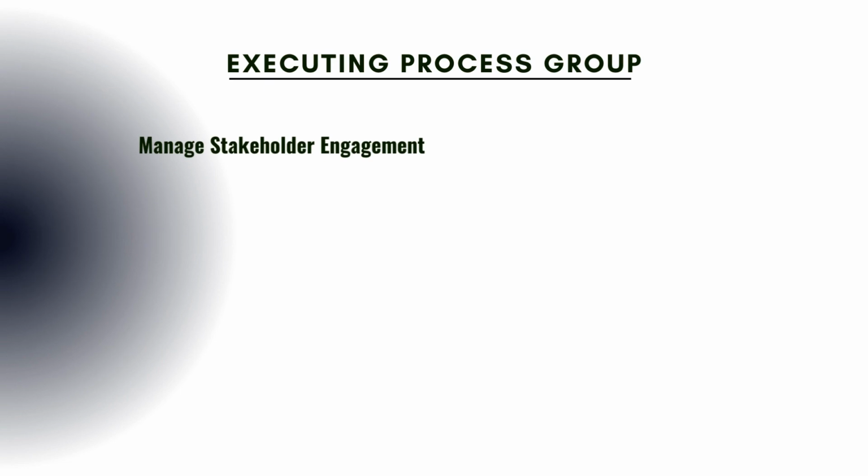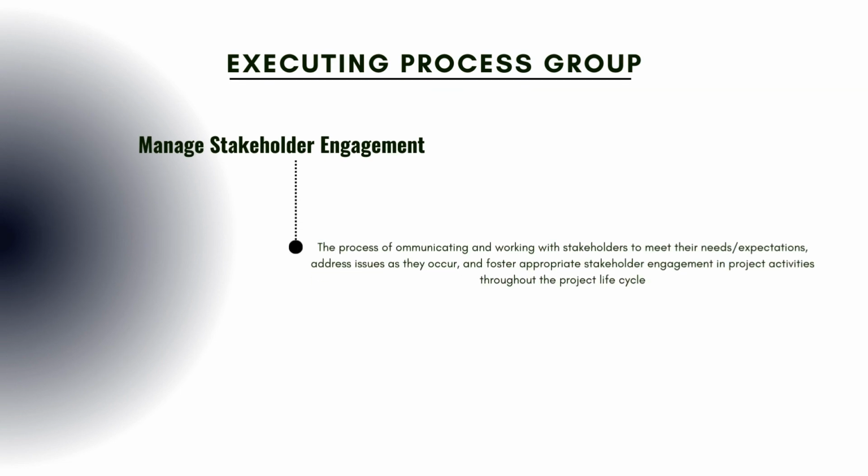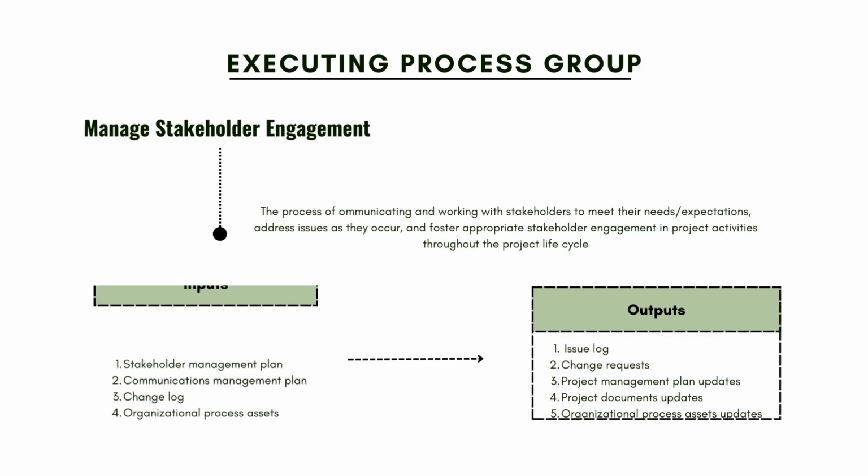And finally, manage stakeholder engagement is the process of communicating and working with stakeholders to meet their needs or expectations, address issues as they occur, and foster appropriate stakeholder engagement in project activities throughout the project life cycle. It has 4 inputs and 5 outputs.